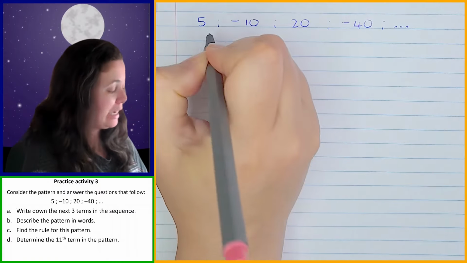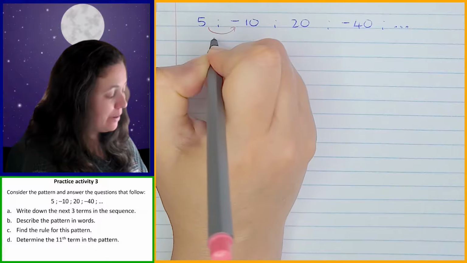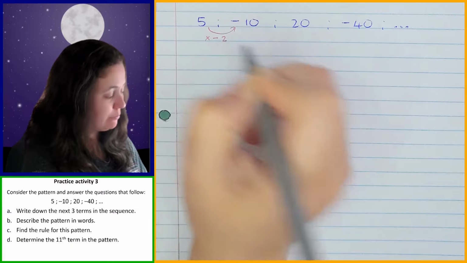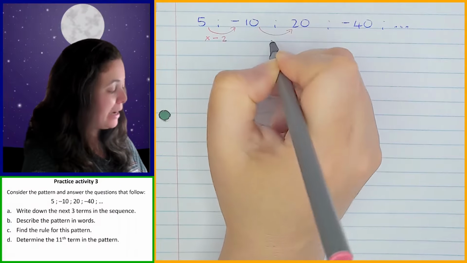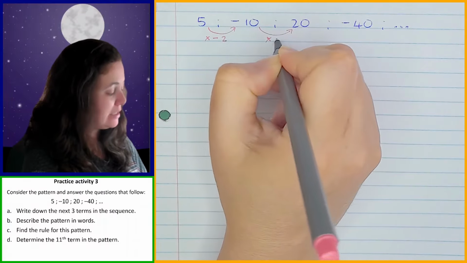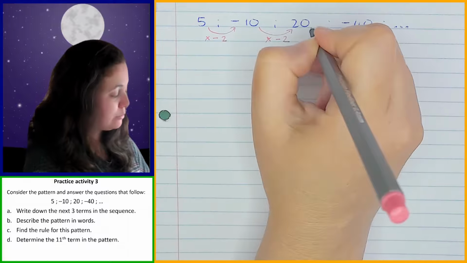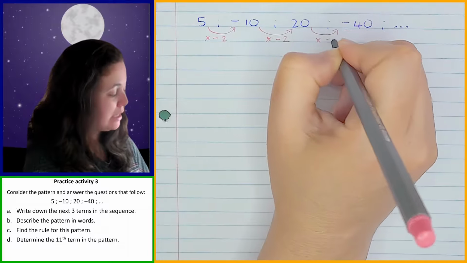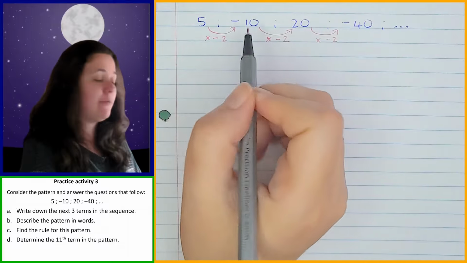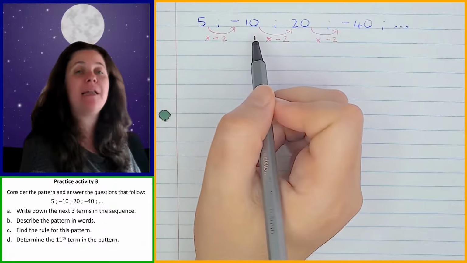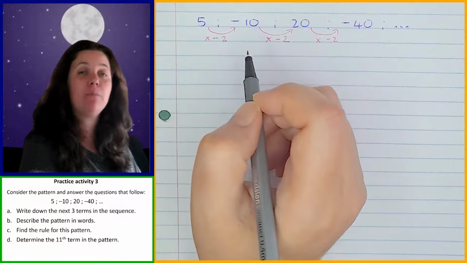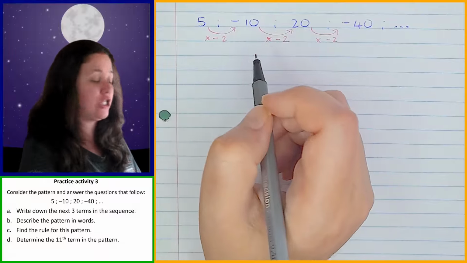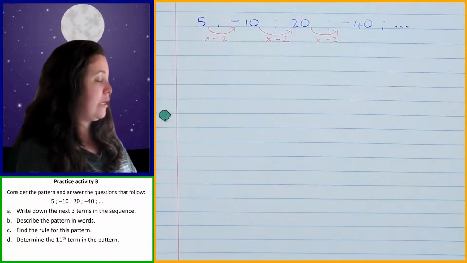So over here, I need to multiply 5 by negative 2. Then I need to multiply negative 10 by negative 2 as well. Then I multiply this by negative 2 as well. So every time from one term to the next, I'm multiplying by negative 2. And that's why it's changing sign all the time, because every time you multiply by a negative, you're going to change sign. Okay, so now we're going to go and find what our next three terms are.